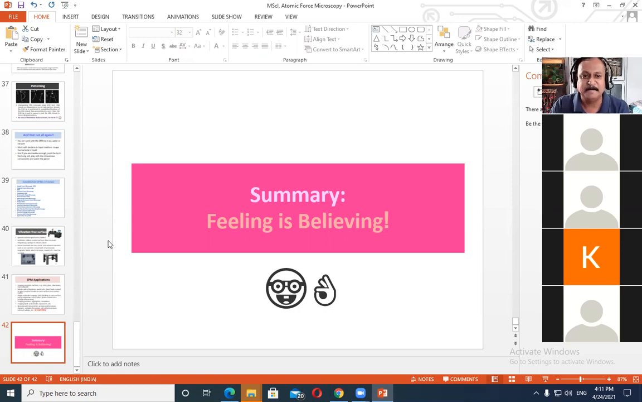Any questions? No, sir. No questions. Anything you want to comment on this type of microscope? If it is an interesting field, then you should have something to say, something to discuss.